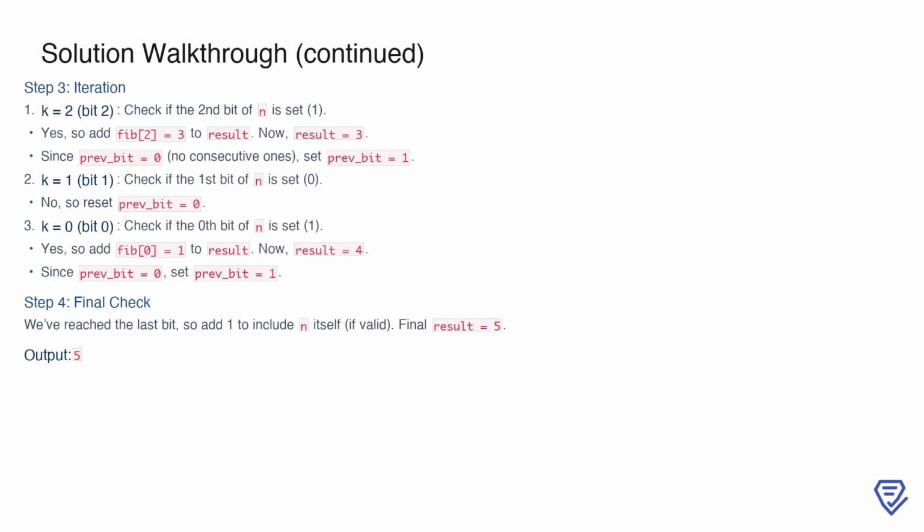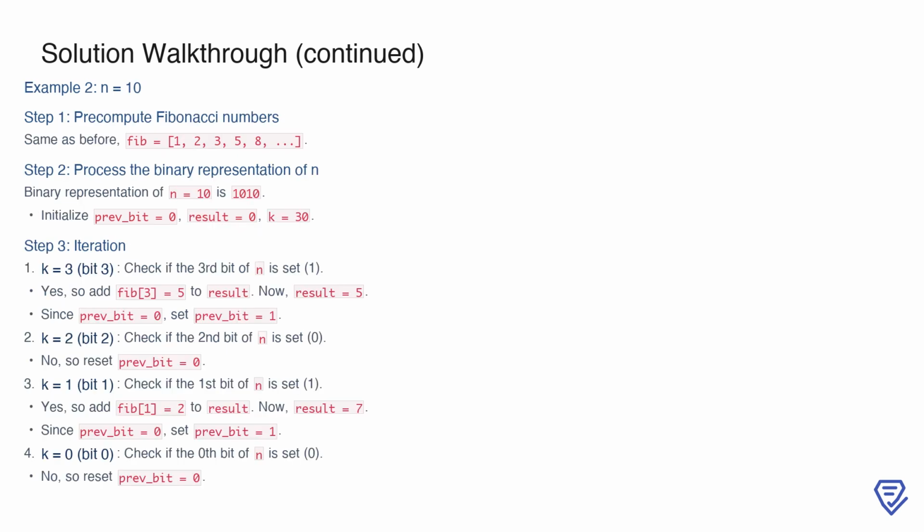Next, for k equals 1, the first bit is 0, so we reset prevBit to 0 to indicate no consecutive ones. Finally, for k equals 0, we see that the 0th bit is 1. We add fib[0] equals 1 to the result, resulting in result equals 4. Again, since prevBit equals 0, we set prevBit to 1 to reflect the current bit. After processing all bits, we perform a final check and add 1 to the result to include n itself, as it is valid. This gives us a final result of 5.